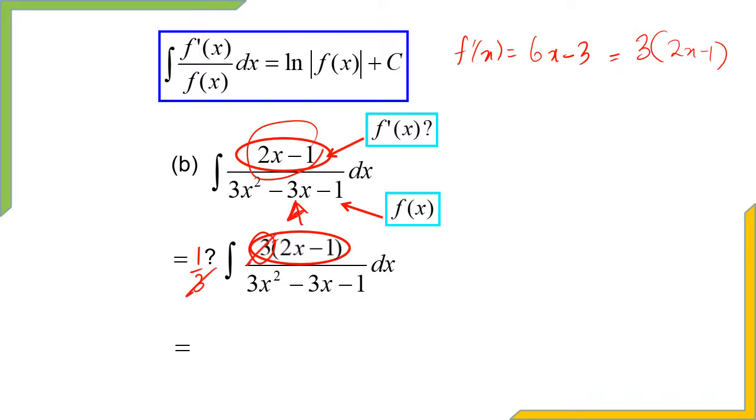So we have the original question back. What we need to do is multiply by 1 over 3 and then just put natural log of f(x). So natural log of absolute f(x), which is natural log of absolute 3x squared minus 3x minus 1, and then plus c. Okay, so you understand how to modify.